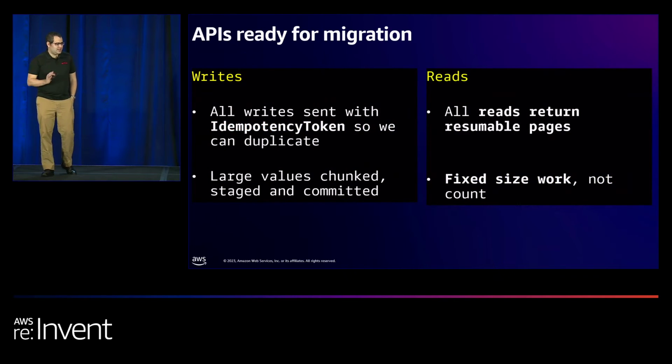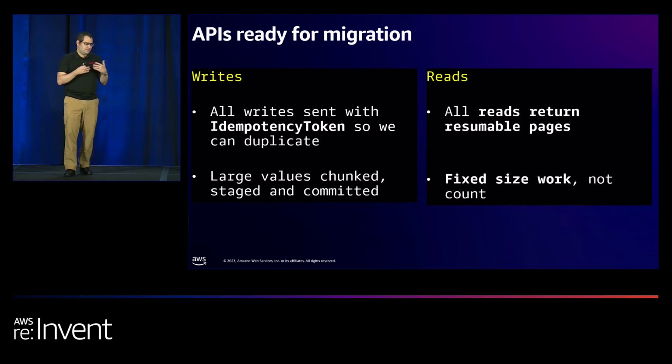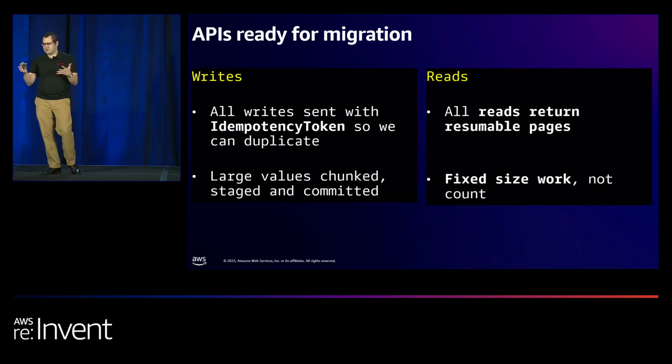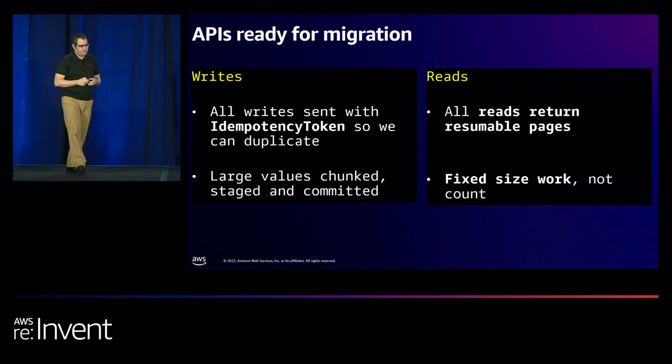All right, so we've seen how to make our APIs ready for migration. We've seen on the right side that we've made every mutation in the system idempotent with idempotency tokens. We've talked about breaking down work on the read side into fixed size work, not count, with resumable pages. The same principle actually applies to writes as well. For example, if you have a very large value, you want to break it down. A lot of APIs do this through some form of chunking or partitioning. For example, S3 has part numbers, right? Those are chunks, just breaking down larger values into smaller ones that make them individually retriable.